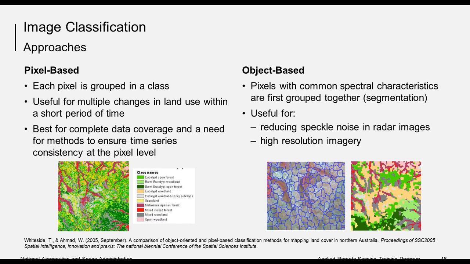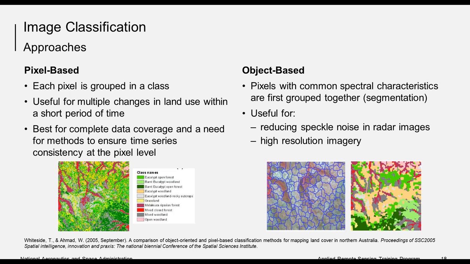There are many different ways to classify imagery, but almost all can be categorized into two approaches, pixel-based and object-based. In pixel-based approaches, each pixel is grouped into a spectrally similar class. These approaches are most useful where there are multiple changes in land use within a short period of time, and they are best suited when there is wall-to-wall data coverage and time series consistency at the pixel level is required.